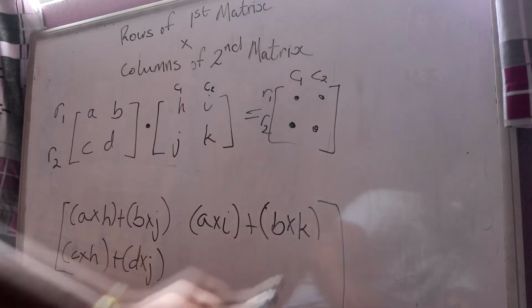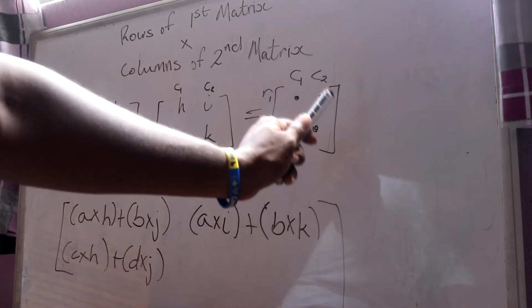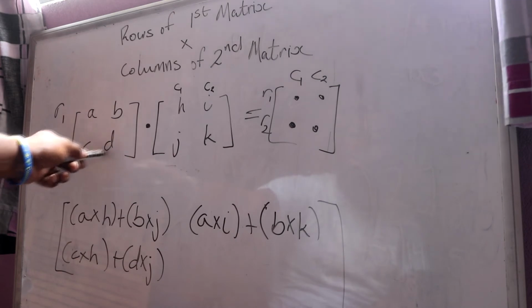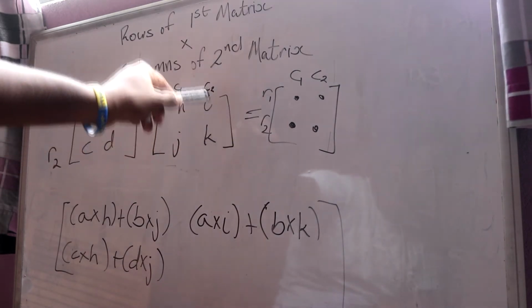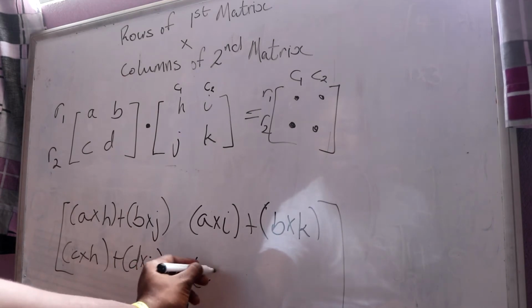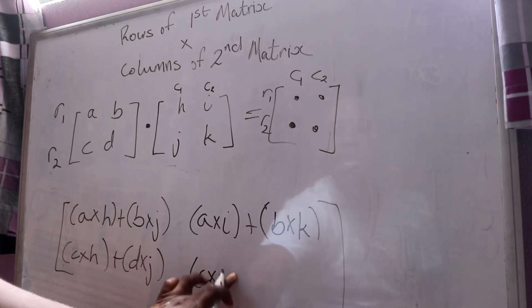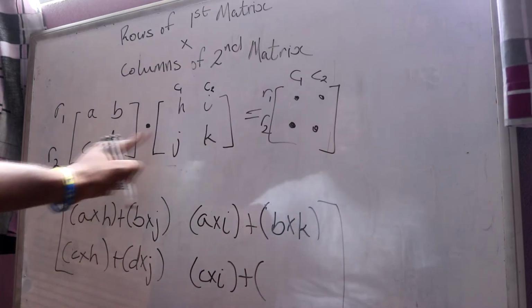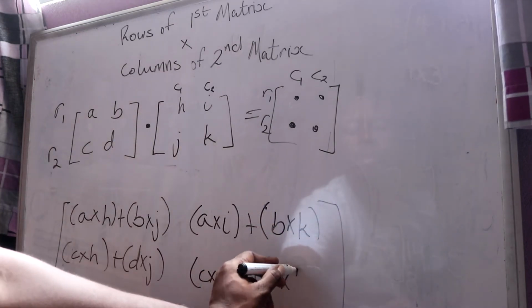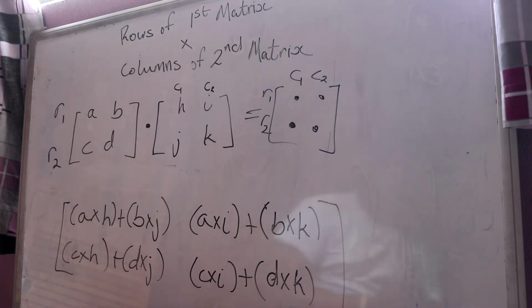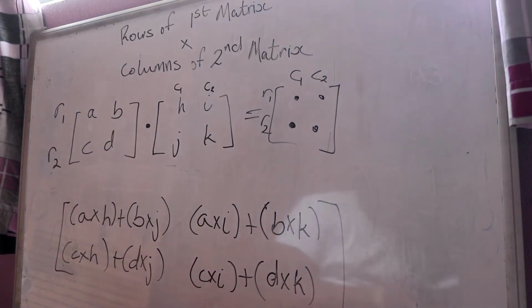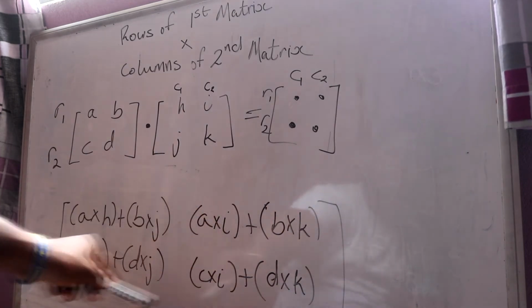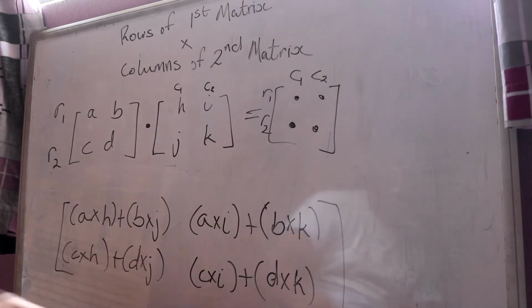Now, last but not least, this is in row 2, but in column 2. So all of row 2 over here is multiplying all of column 2 over here. So C is multiplying I, and D is multiplying K. And that's essentially it. Now, all you have to do from this point out is multiply each bracket out and then add, and you're going to get your answer. So what I'm going to do now, using this as a concept, I'm going to change all of these into numbers.